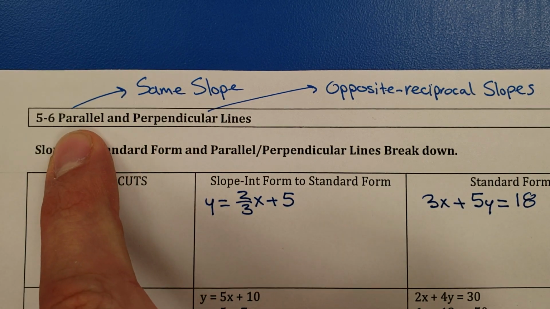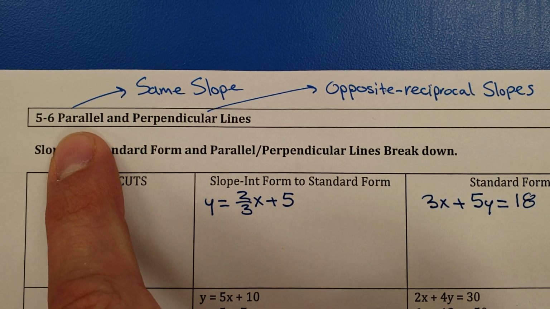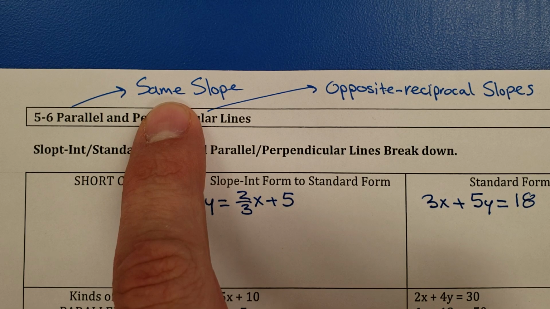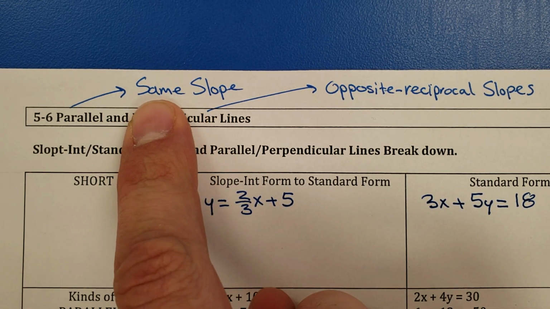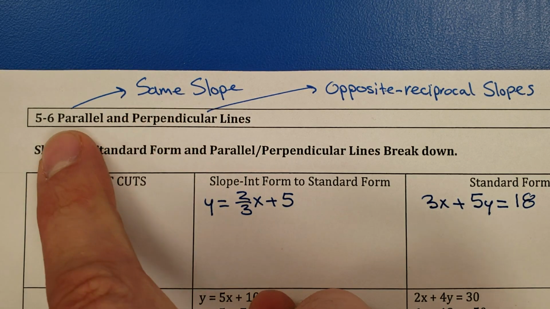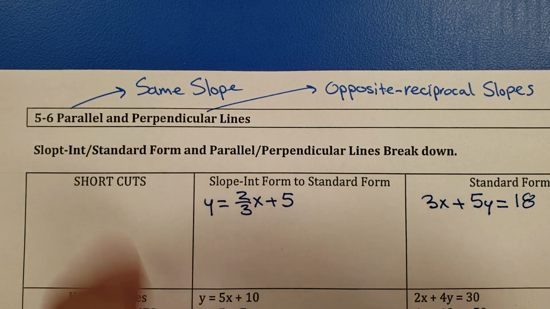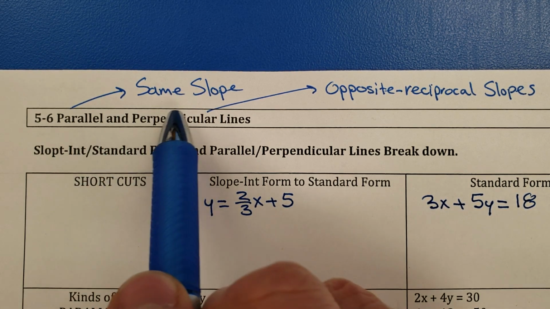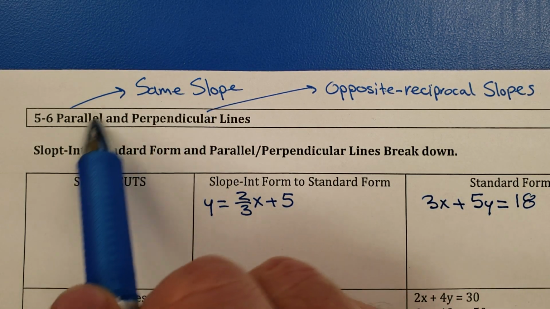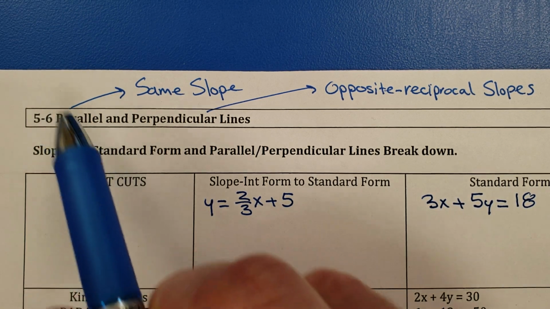Now, parallel lines are super easy to spot. They're super easy to make. All you need is to have the exact same slope, the exact same rate of change, the exact same rise over run, and you will have parallel lines, side by side forever. I like to think of the two L's in the word parallel representing the two lines. Two lines have the exact same slope, and they will be parallel forever and ever.